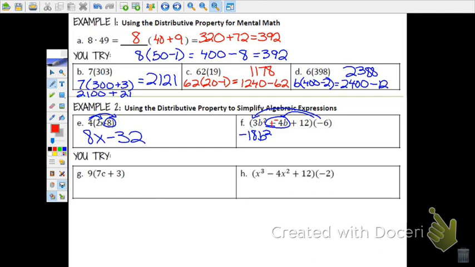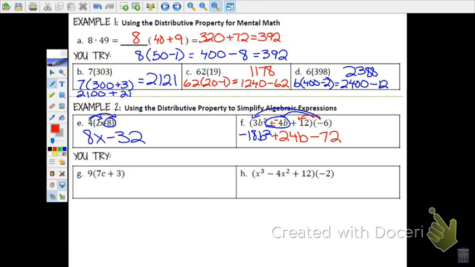So negative times a negative gives me a positive 24b. And then a negative times a positive gives me a negative 72. So I'll give you a little bit of time to work G and H.